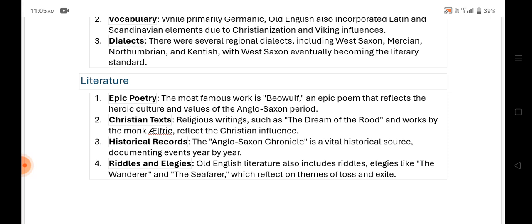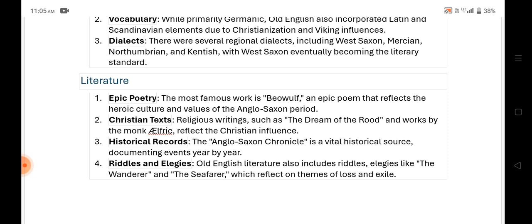In literature, we see epic poetry. The most famous work is Beowulf. It is an epic poem that reflects the heroic culture and values of the Anglo-Saxon period. Next, we also see Christian texts. Religious writings such as the Dream of the Rood and works by the monk Aelfric reflect the Christian influence.